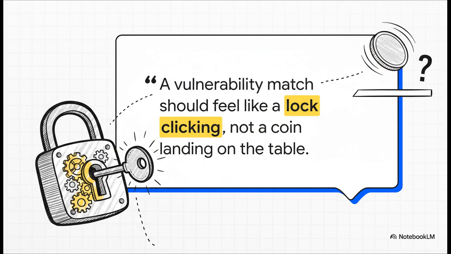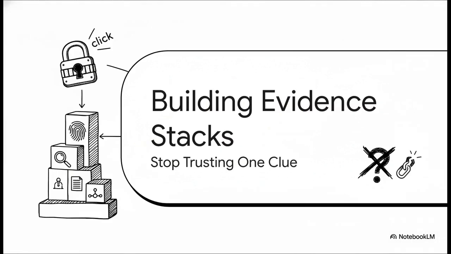I love this quote because it just nails the feeling we're after. A weak, single signal match feels random. It's a coincidence, like a coin flip. But a strong, high-confidence match, that feels different. It feels precise. It feels like a key turning in a lock. Unmistakable. So how do we get that lock-clicking feeling every time?